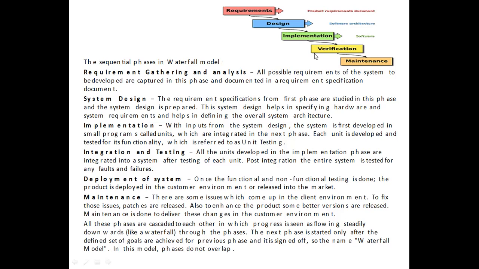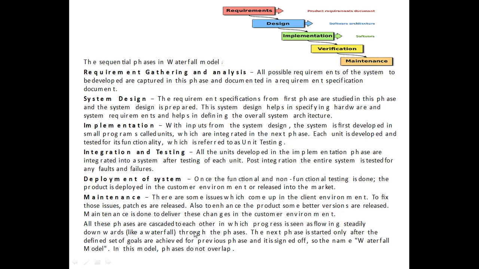Afterward, we will see deployment of the system. Once the functional and non-functional testing is done, the product is deployed in the customer environment or released into the market. Now we will see maintenance. There are some issues which come up in the client environment. To fix those issues, patches are released. Also, to enhance the product, some better versions are released. Maintenance is done to deliver these changes in the customer environment.